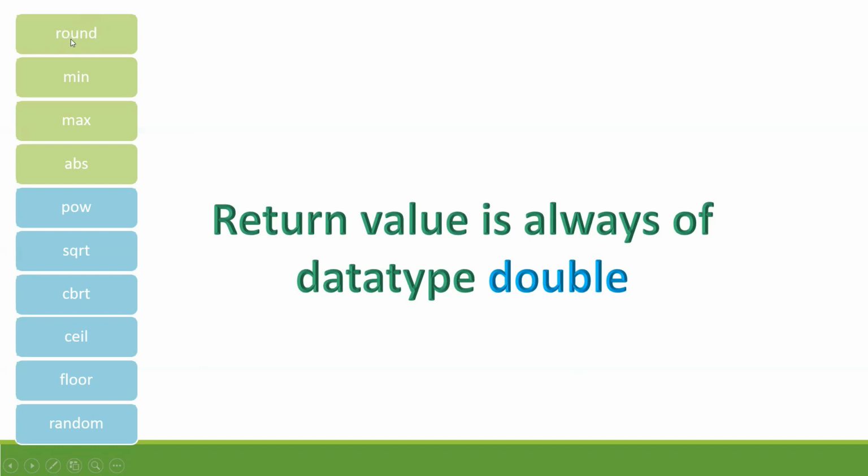Math.round returns an int. Min, max, and absolute depend on the parameter, and the remaining 6 return double. So if you remember the first 4, then for anything else that is asked, remember that the data type will be double.